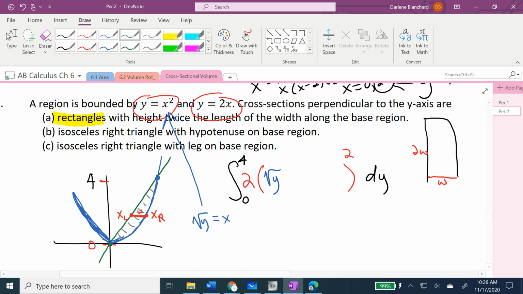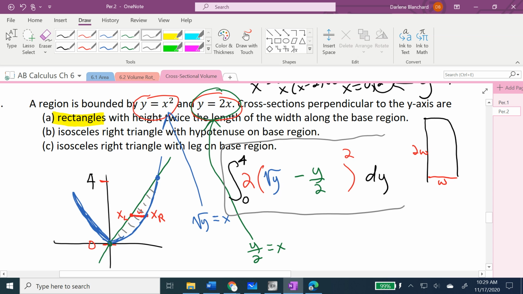And then the left x-coordinate is coming from the line y equals 2x. And so the left x-coordinate is y over 2. And at that point, you have an answer for an integral that will find that, and then go about integrating.